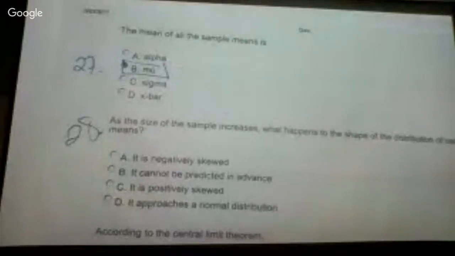Watch me. 28. As the size of the sample increases, what happens to the shape of the sample means? Big sample gives us a shape. What shape does the big sample give us? Normal distribution. I hope that's on here. D. 28D.